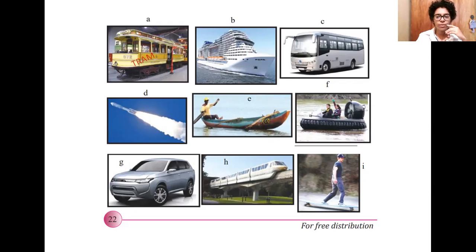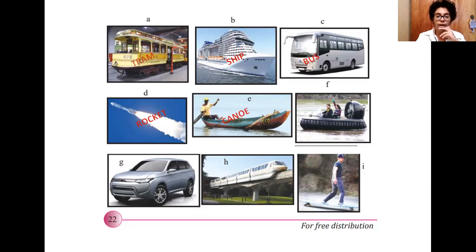So B, I'm pretty sure B is easy for all of you. B would be a ship, right? Then C, I think all of us are very familiar with this. It is not the usual road bus that we see, but a bit more modern, more sophisticated version of it. But it's a bus, right? Then D, you must have seen these in movies and documentaries. It's a rocket, right? So the next one, that's a canoe.